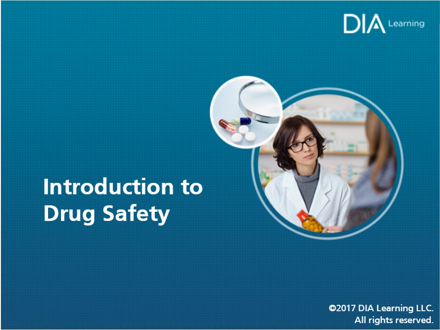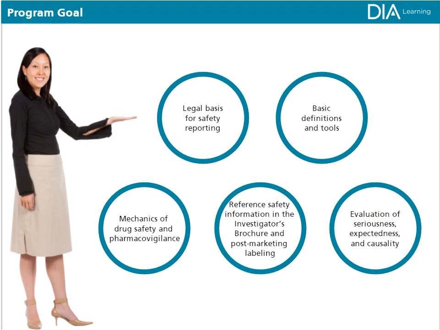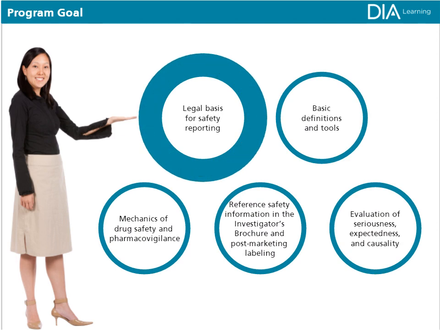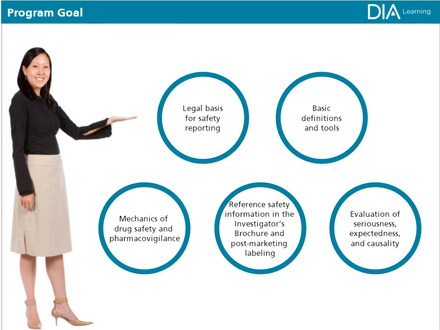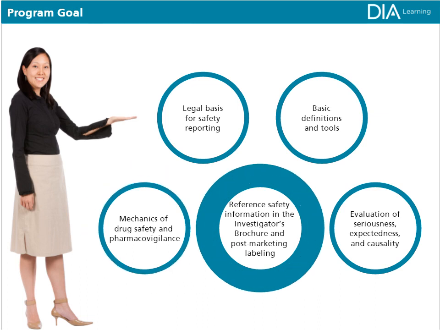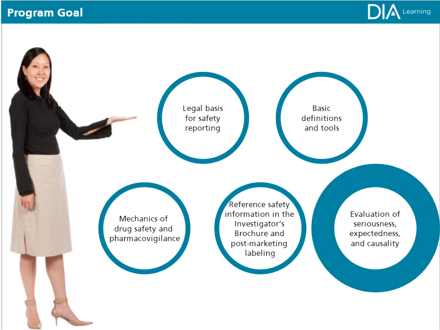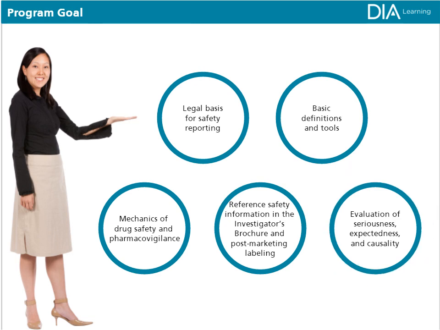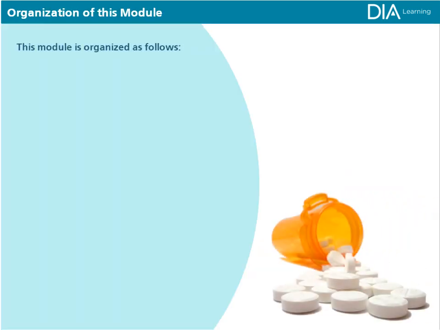The Drug Safety e-learning program begins with an Introduction to Drug Safety module. This Introduction to Drug Safety module provides a foundation of knowledge required to work day-to-day in clinical safety and pharmacovigilance. This module provides information on the legal basis for safety reporting, including a historical perspective, basic definitions and tools, the mechanics of drug safety and pharmacovigilance, reference safety information provided by the investigator's brochure and post-marketing labeling, and evaluation of seriousness, expectedness, and causality. This module is organized into the following lessons.